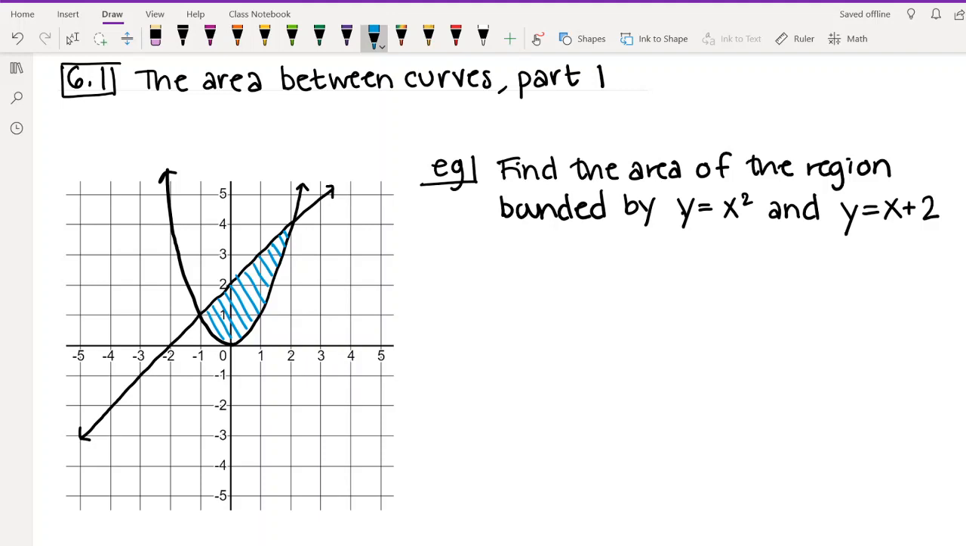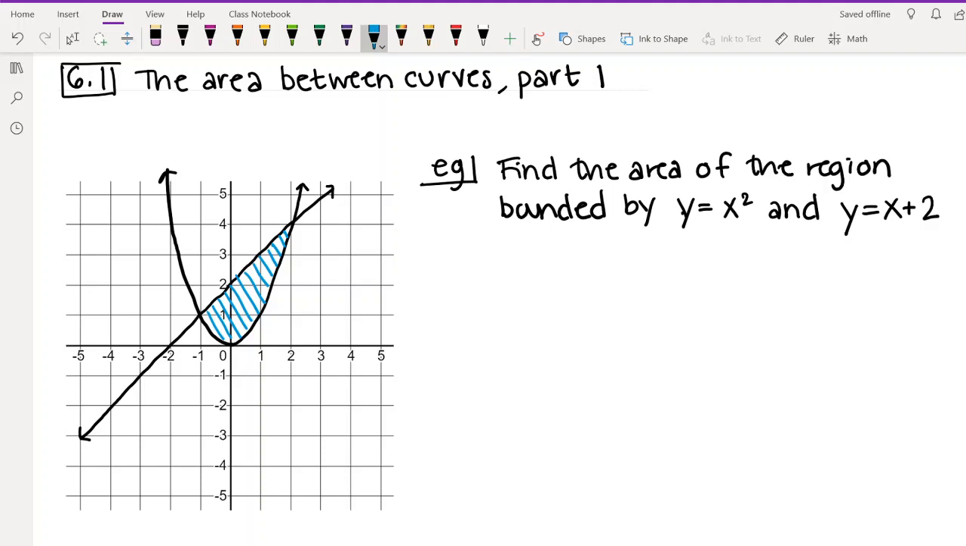Okay, so how are we going to do this? Well, as I mentioned at the beginning of the video, so far we only know how to find the area between a function and the x-axis. So maybe let's think about what the integrals we do know how to find would give us.